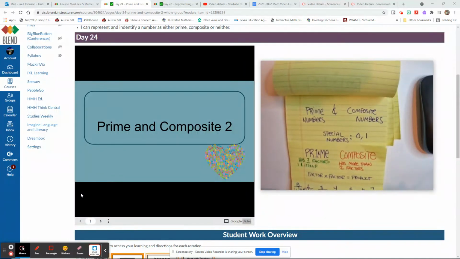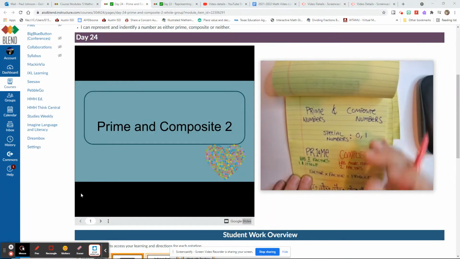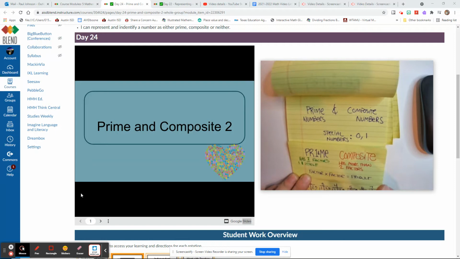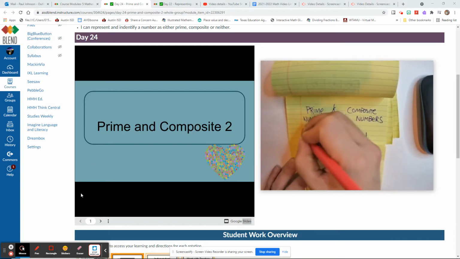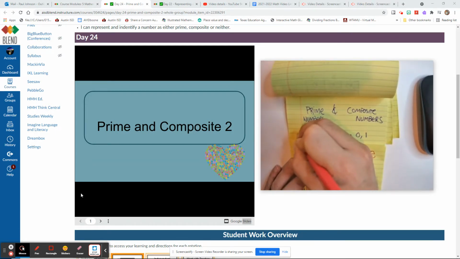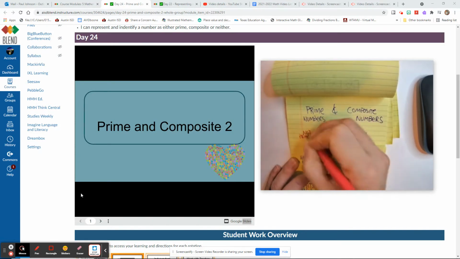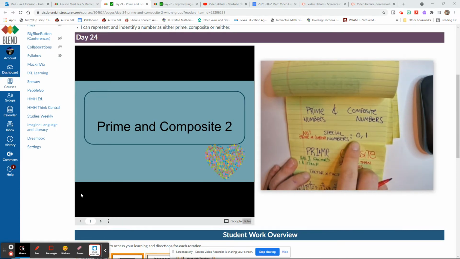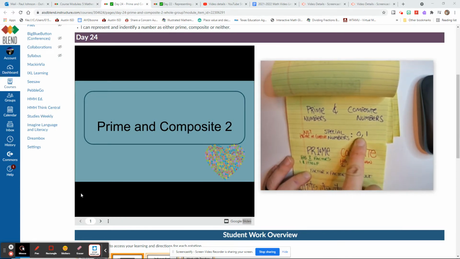My goodness gracious, we have learned so much about this already. So let's review some things that we know about prime and composite numbers. So, not prime or composite. What are our two very special numbers that are not prime or composite?